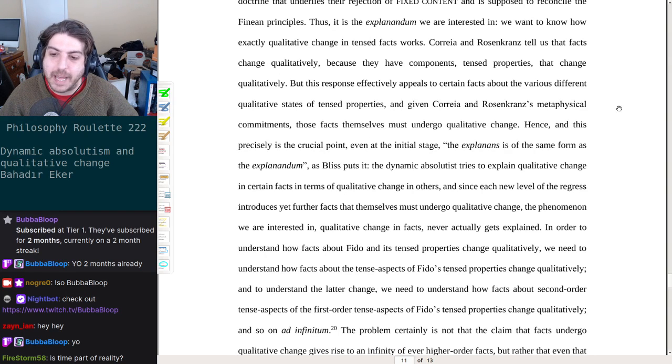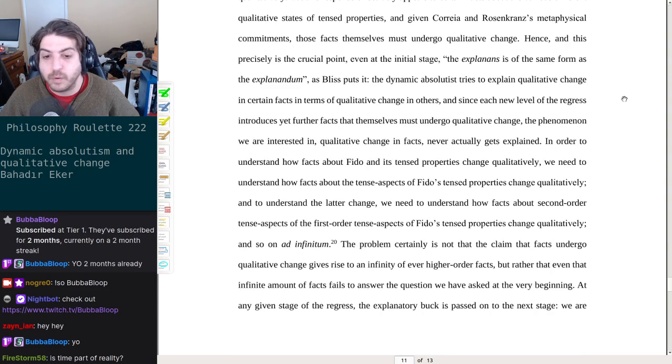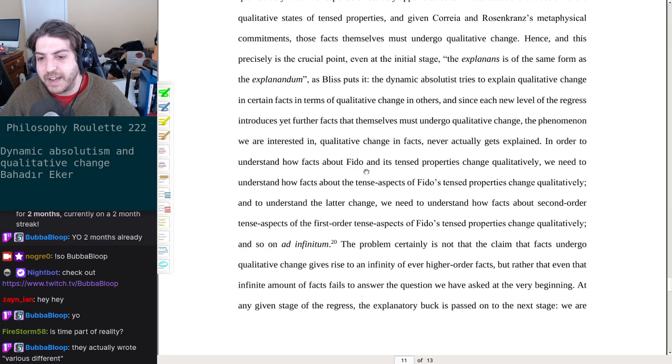As Bliss puts it, the dynamic absolutist tries to explain qualitative change in certain facts in terms of qualitative change in others, and since each new level of the regress introduces yet further facts that themselves must undergo qualitative change, the phenomenon we are interested in, qualitative change in facts, never actually gets explained. In order to understand how facts about Fido and its tense properties change qualitatively, we need to understand how facts about tense aspects of Fido's tense properties change qualitatively, and to understand the latter change, we have to understand how facts about second-order tense aspects of the first-order tense aspects of Fido's tense properties change qualitatively, and so on ad infinitum.